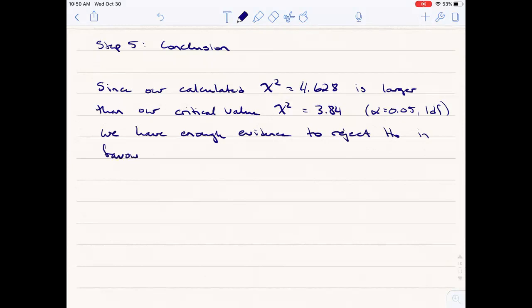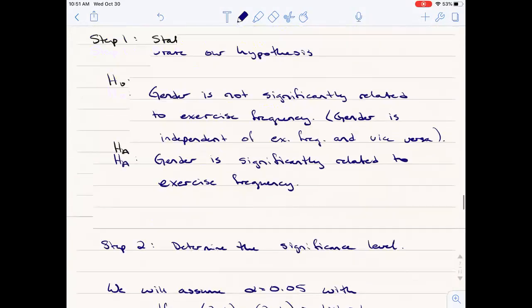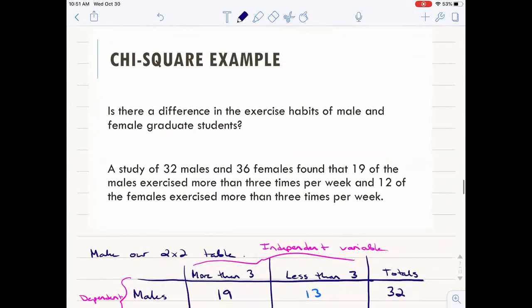So like I was saying, if you put this blurb as part of doing your test, or as part of your conclusion, it doesn't matter, but this is the next step. Our conclusion has to be in terms of the actual question. So we have to scroll back to the actual question. Is there a difference in the exercise habits of male and female graduate students? Yes, there is. Done. We just rephrase the question as an answer, and then we're done.